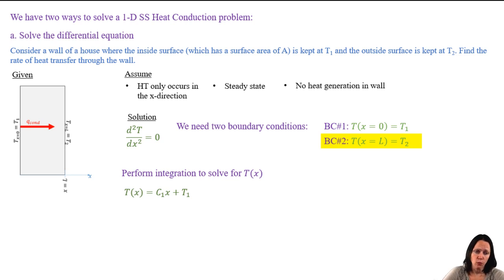Now that we've solved for one of those constants of integration, it's time to plug in the other boundary condition. So we evaluate T as a function of x at x equals L, and we can get the other constant of integration.